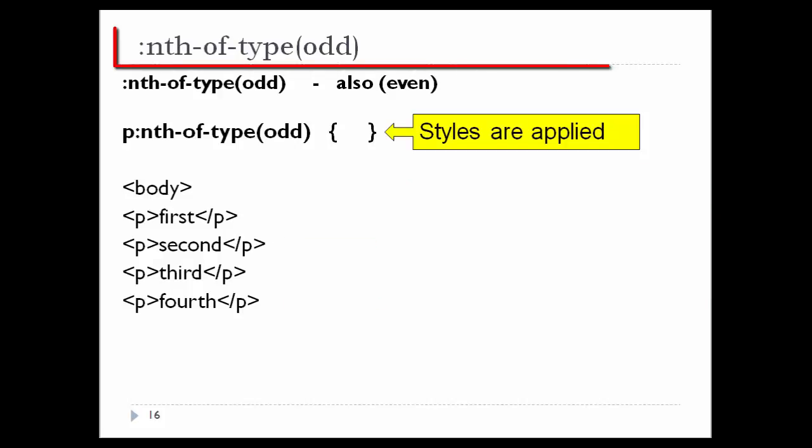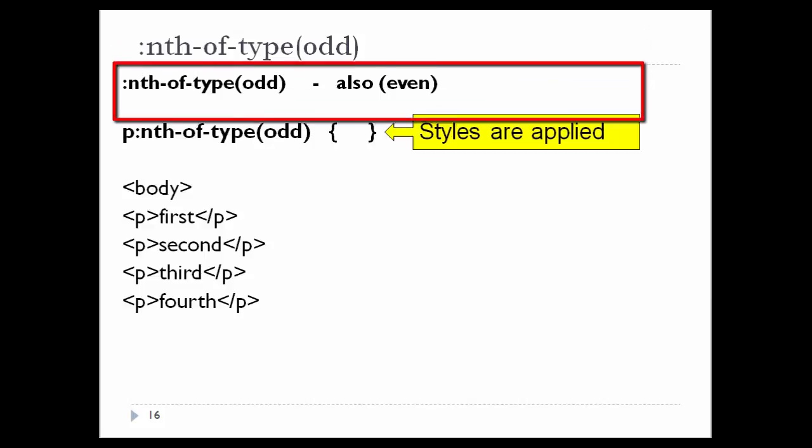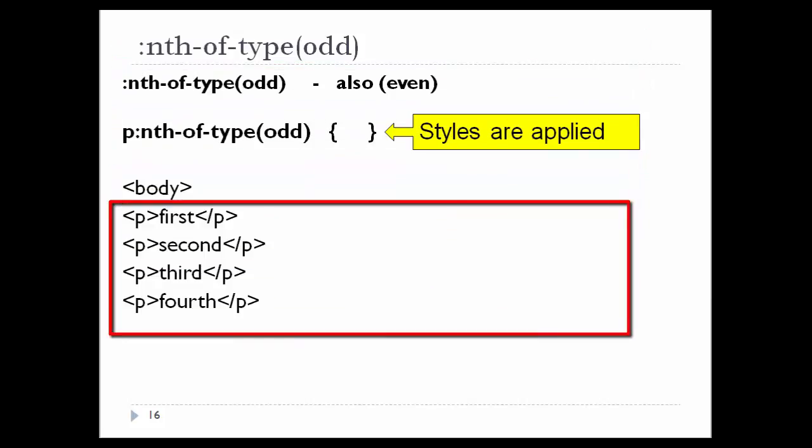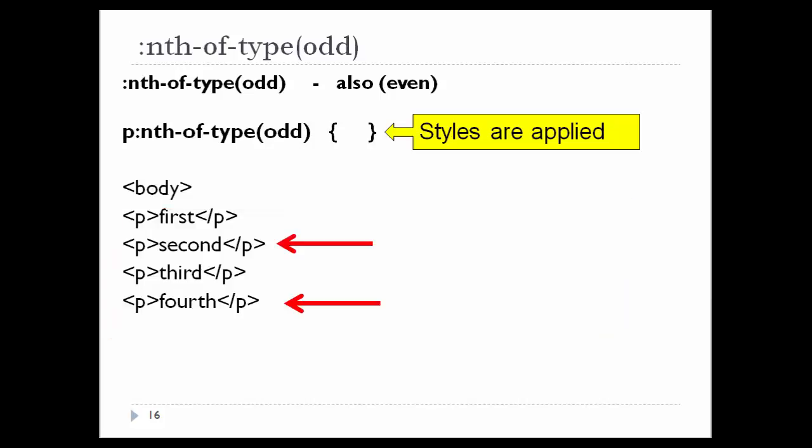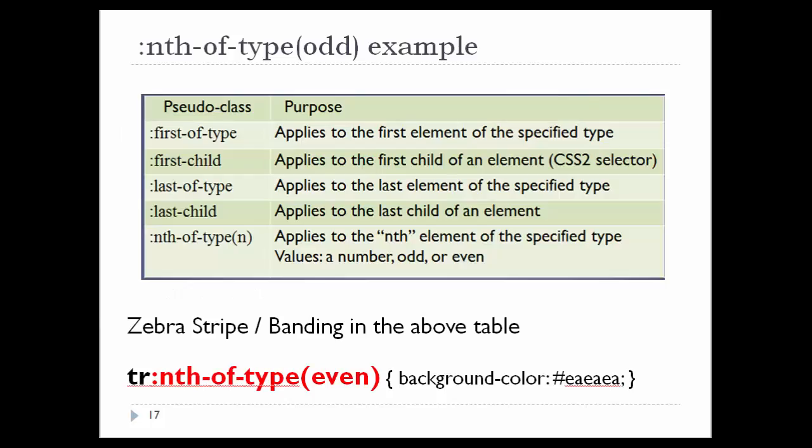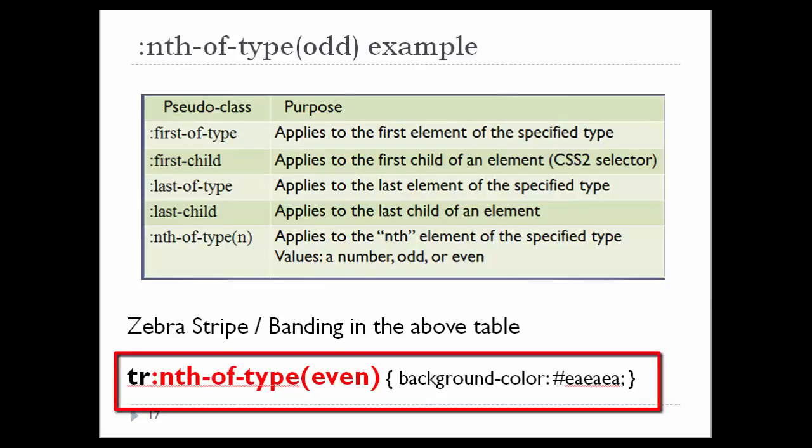We also have the nth-of-type, odd and even. Here again, they are technically children of the body tag. But this style would apply to any situation where we have multiple P, either children, and children would be siblings also. A very useful example of the nth-of-type using odd or even as a parameter here are on HTML tables.